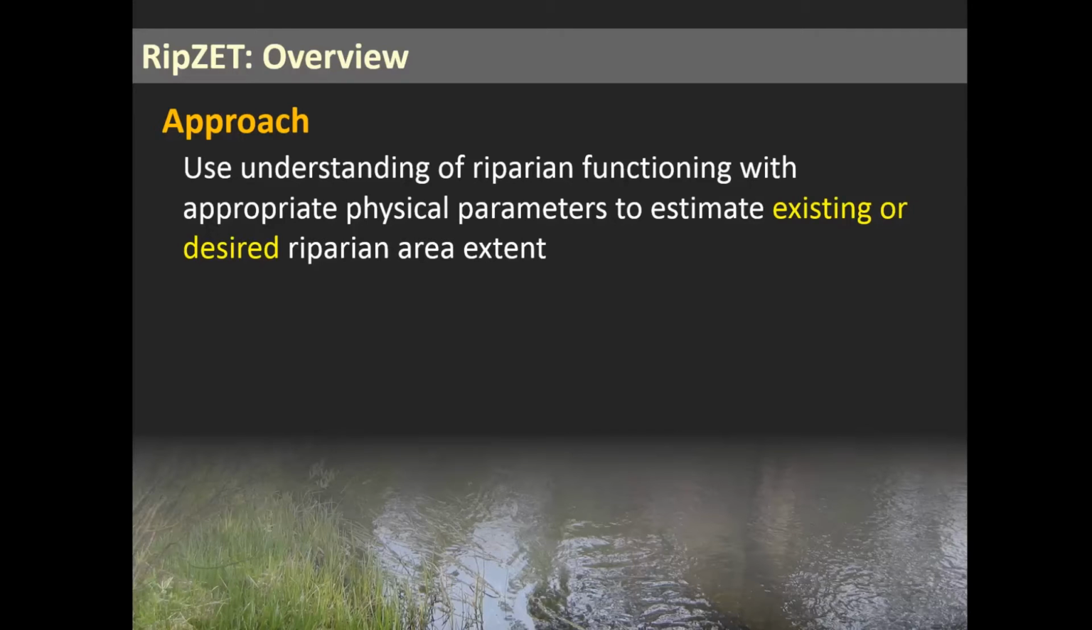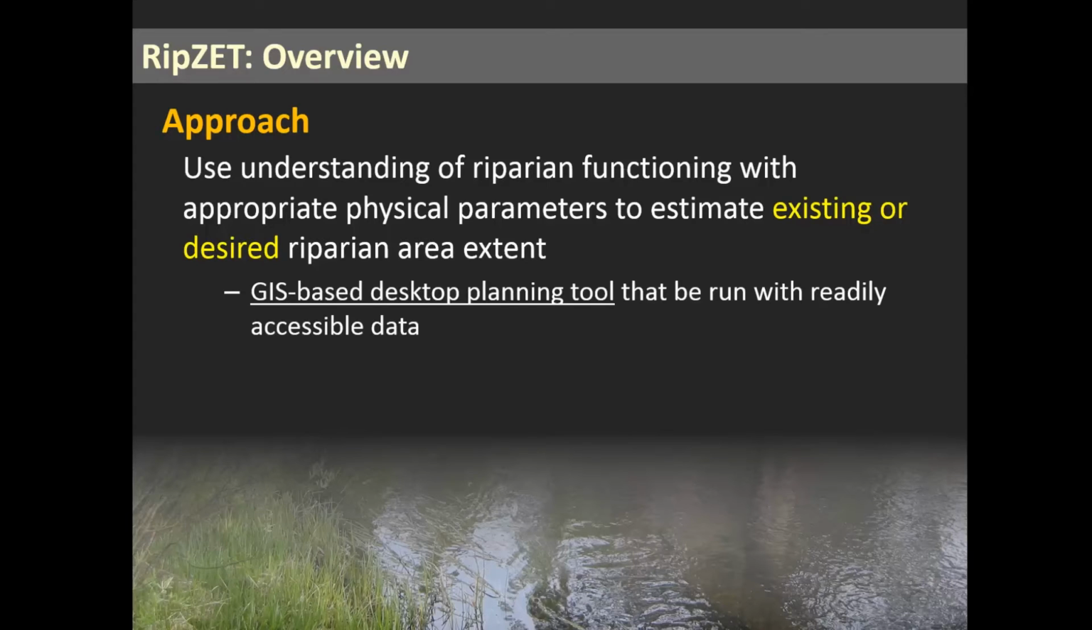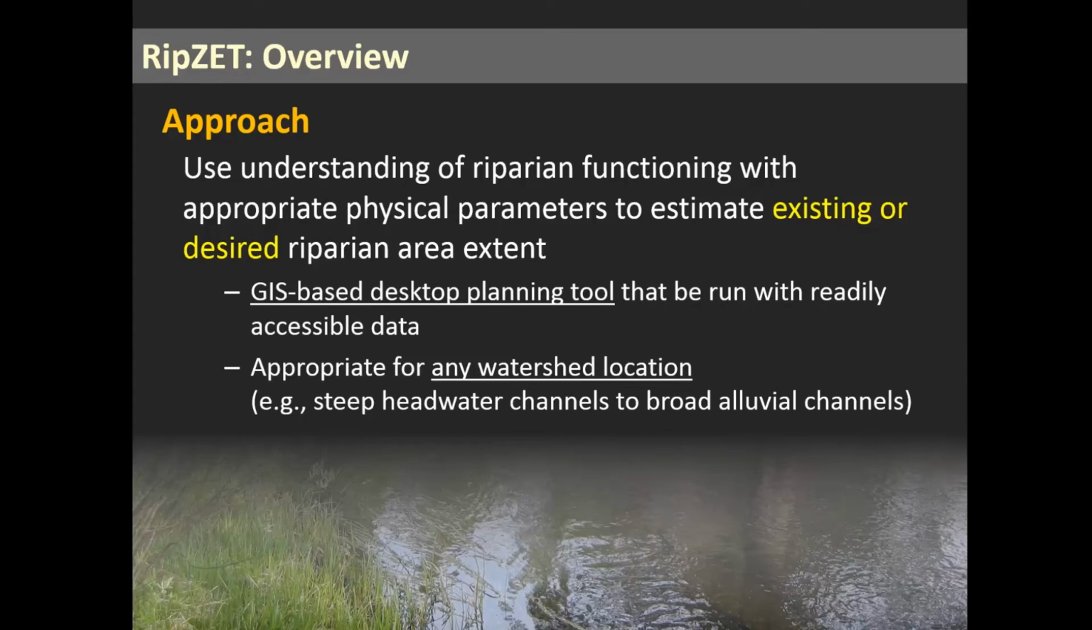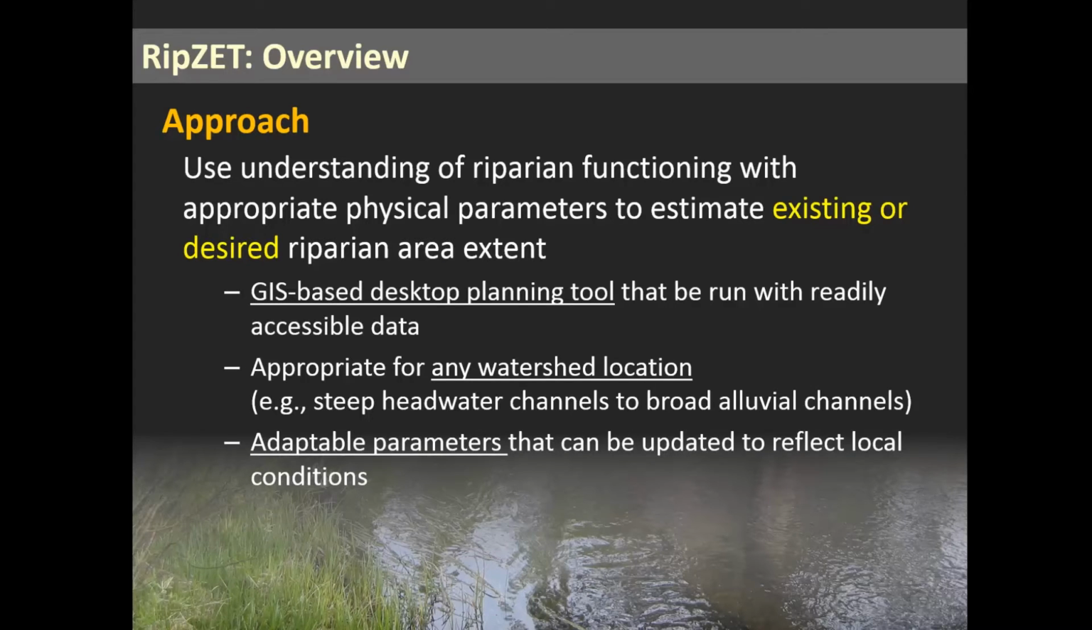Some important things to know about the tool. First, it's a GIS-based desktop planning tool that's meant to be run with readily accessible data. It is meant to be appropriate for any watershed location, as I've already mentioned, steep headwater channels all the way down to broad alluvial channels. It has adaptable parameters that can be updated to reflect local conditions. It has an out-of-the-box parameterization, but the user can feel free to update the values for those parameters based on their knowledge of their site conditions.